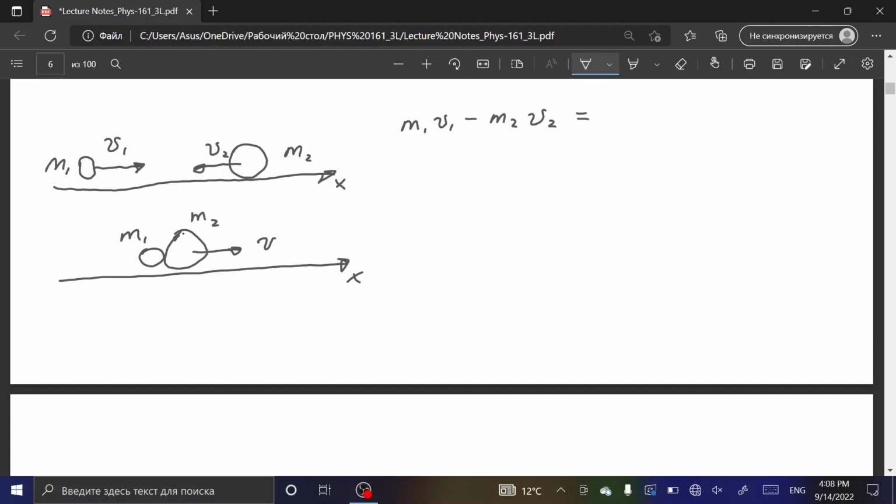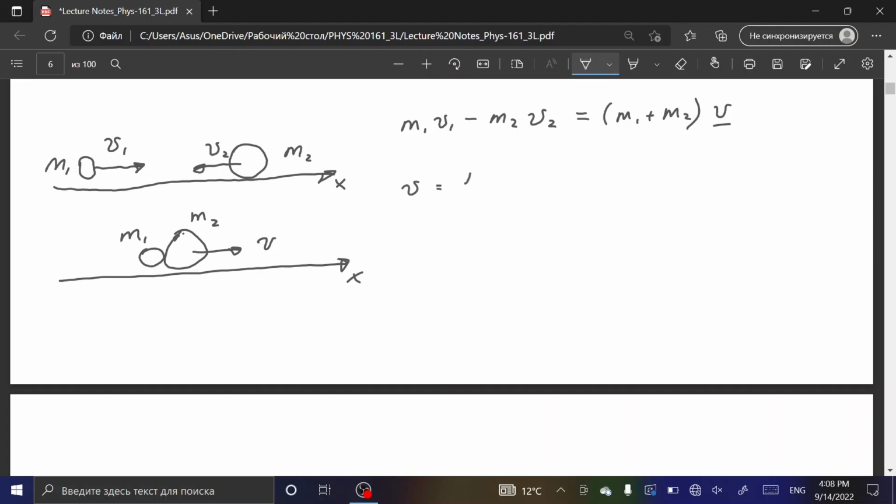So that is what we have before collision. And then after collision, since it's a perfectly inelastic collision and the two objects stick together, we have total mass m1 plus m2 times v. So from here we can easily determine v, this velocity with which the system will move after collision.